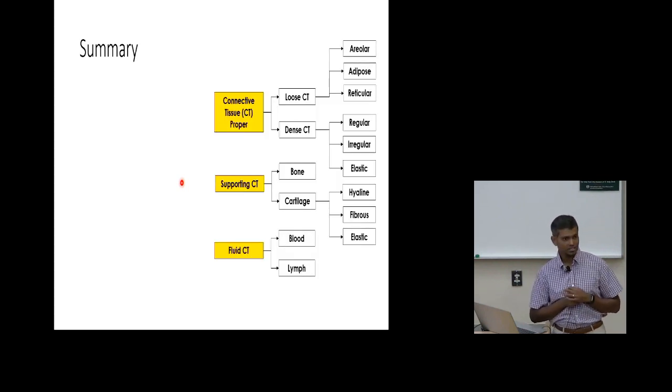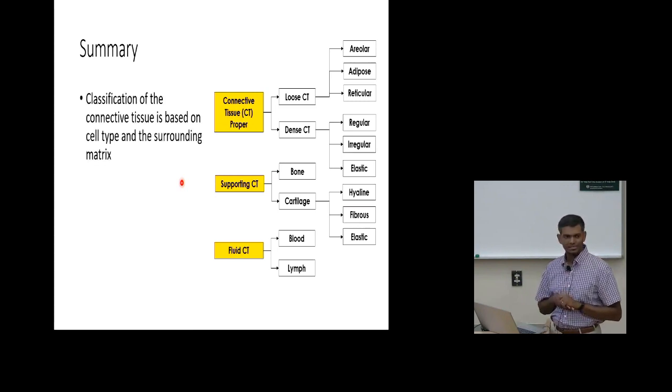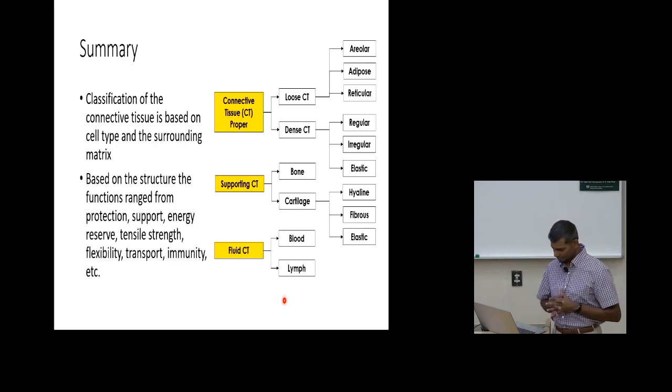So with that, I'd like to summarize what we've been discussing. I hope that this flowchart is no longer scary now that we have gone through the various subdivisions of the connective tissue. We saw that the subdivision was based on the types of cells found in these different types of connective tissue, and also the matrix which surrounds those cells. And depending on how tightly the matrix was connected, we would have either greater strength or more flexibility. Based on the structure of these various connective tissues, we see they have various functions which range from protection, support, energy reserves, tensile strength, flexibility, transport, and immunity as well.